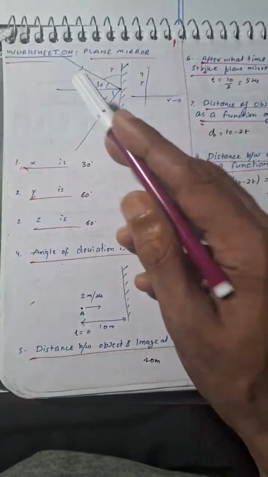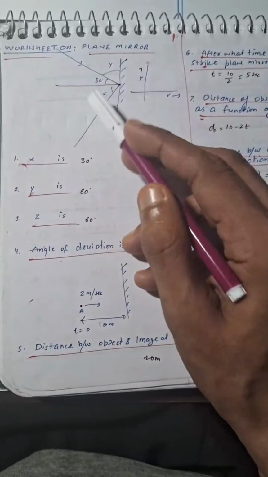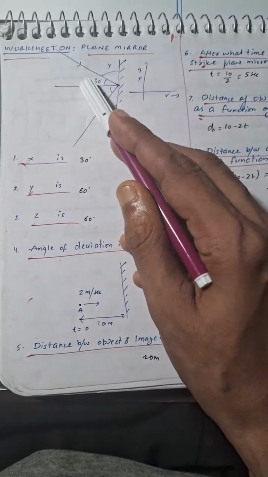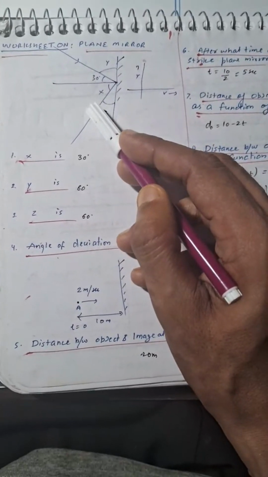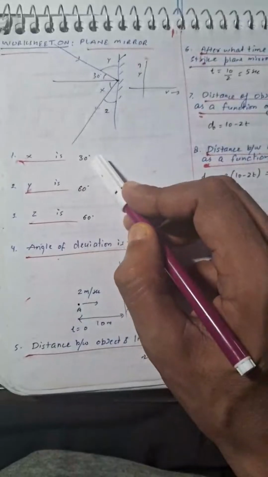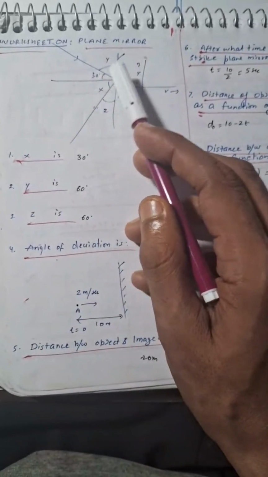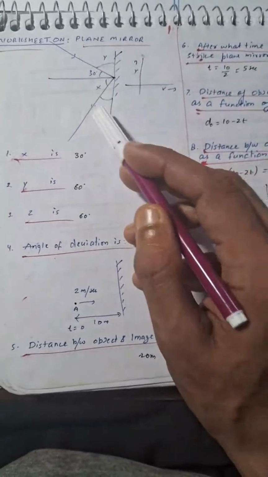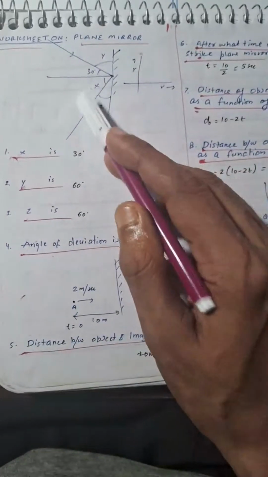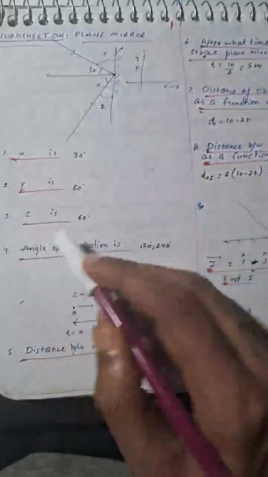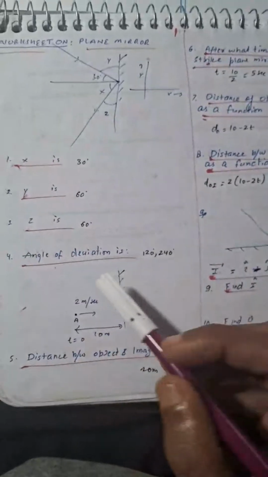So here we apply the laws of reflection, that angle of incidence is equal to angle of reflection. Angle of incidence is 30, so the reflection angle will also be 30. So x here will be 30. Then here is y, so we can see that y plus 30 is 90, so y will be 60. Then we need to find z. Similarly, we can say that x plus z is 90. From here, z will also be equal to 60 degrees.